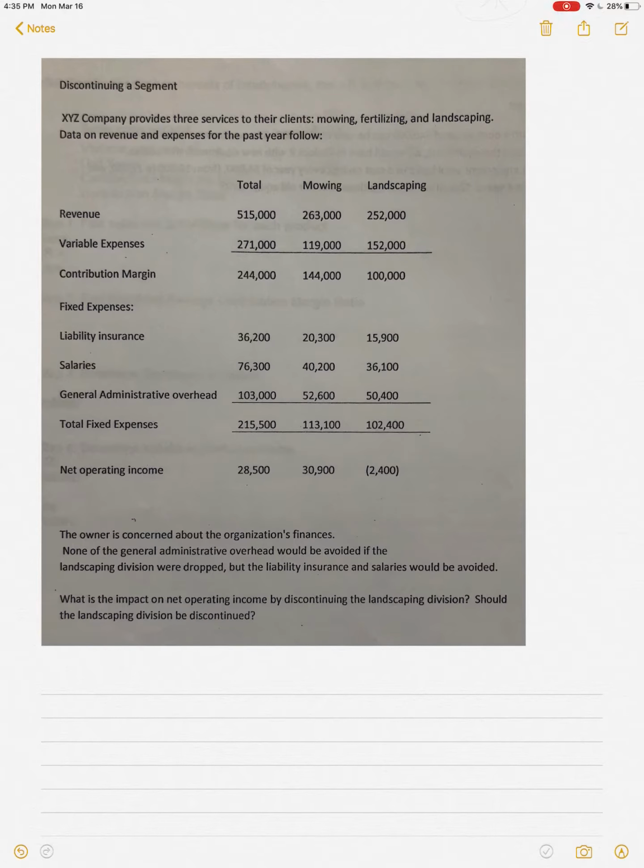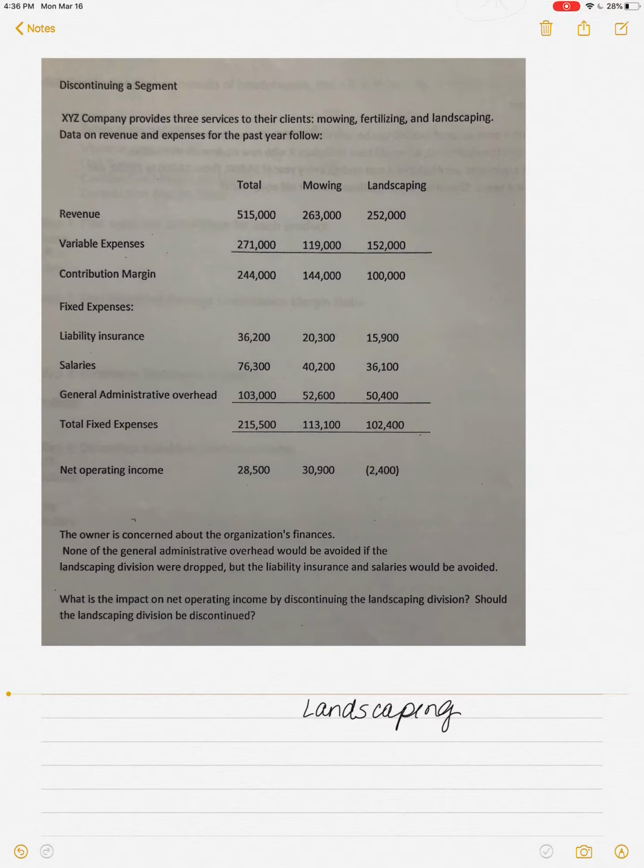But salaries and liability insurance could be avoided, which means we have to pay that general overhead whether or not we keep this landscaping division. So let's look at the impact it's going to have on our bottom line if we discontinue that landscaping division. What would that look like? For that landscaping section, we would have no contribution margin because we have no revenue and no variable expenses. What we're looking at is those fixed expenses.